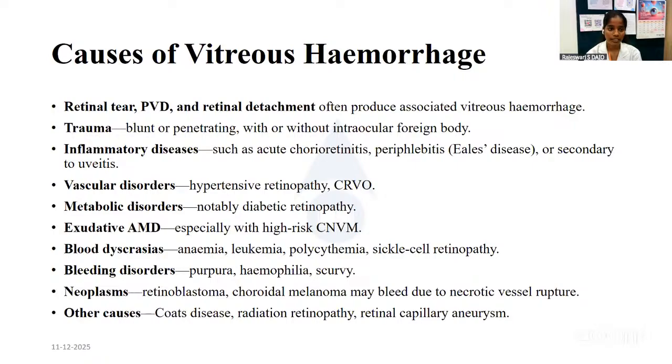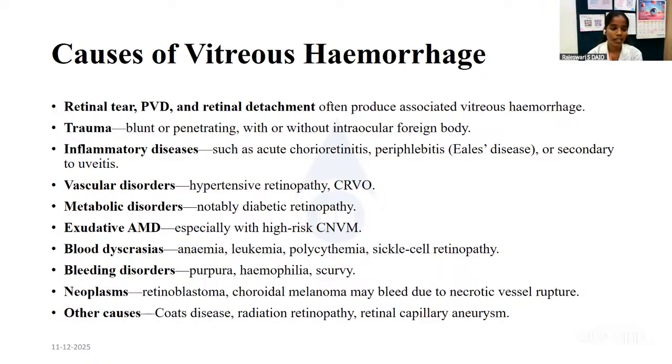Causes of vitreous hemorrhage. Retinal tear, PVD, and retinal detachment often produce associated vitreous hemorrhage. Trauma, blunt or penetrating, with or without intraocular foreign body. Inflammatory disease, such as acute choroiditis, peripheral uveitis, or secondary to uveitis. Vascular disorder, which is hypertensive retinopathy, CRVO. Metabolic disorder, notably diabetic retinopathy.